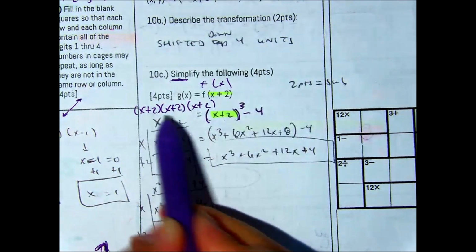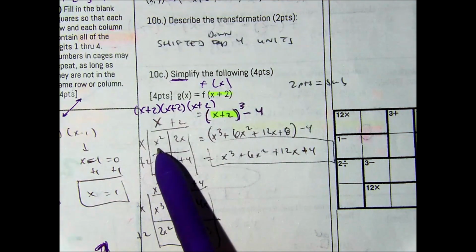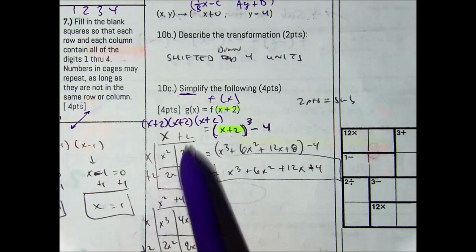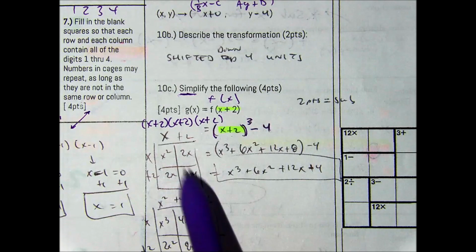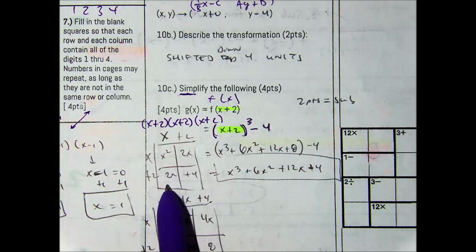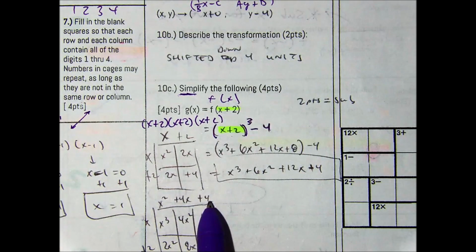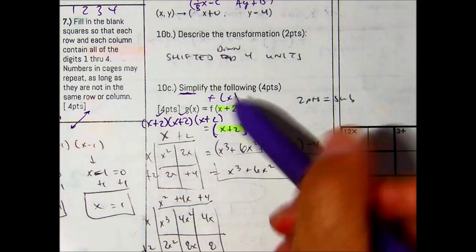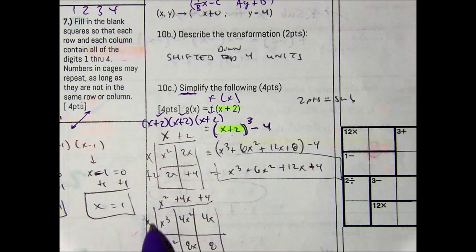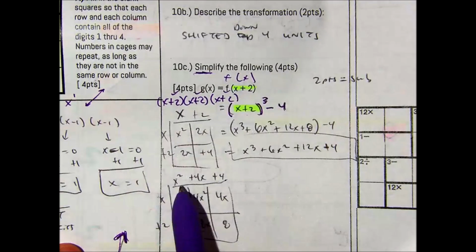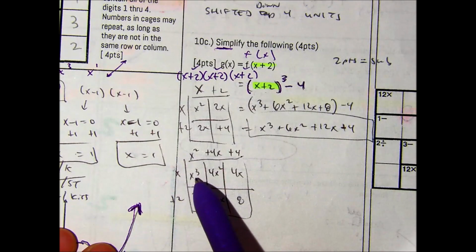If I do the first 2 times, I have x times x gives x squared. 2 times x equals 2x. X times 2 gives me 2x, and 2 times 2 gives me 4. So you multiply and then you combine like terms. So I have x squared, 4x, plus 4. So I did the first 2. Now the third one, x plus 2, now I have a trinomial times a binomial. And that's why it's going to have 6 boxes. It's kind of like 3 times 2 is going to equal 6. So now I have x times x squared, which gives me x cubed.